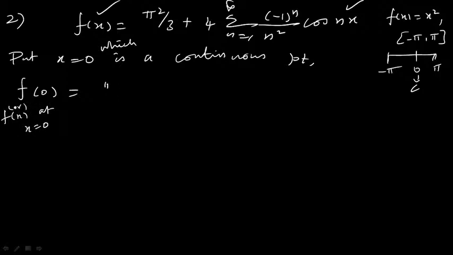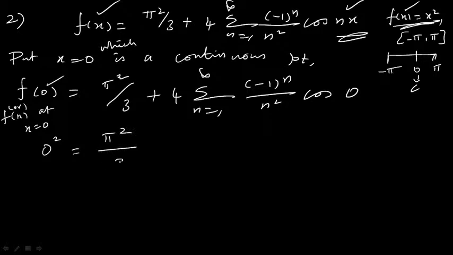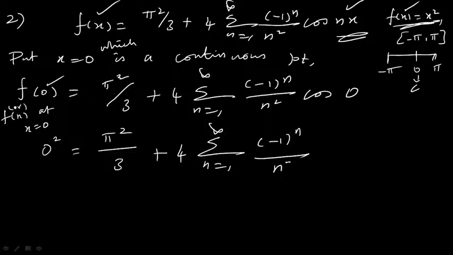Okay, so pi squared by 3 plus 4 times sigma n varies from 1 to infinity, minus 1 whole power n divided by n square, cos n 0, that is cosine 0. So f of 0 is nothing but, since 0 is a continuous point, you can immediately replace the value of x by 0 directly. So f of 0 is nothing but 0 square. 0 square is 0 itself, isn't it? That is equal to pi square divided by 3 plus 4 times sigma n varies from 1 to infinity, minus 1 whole power n divided by n square, cosine 0 value is 1.